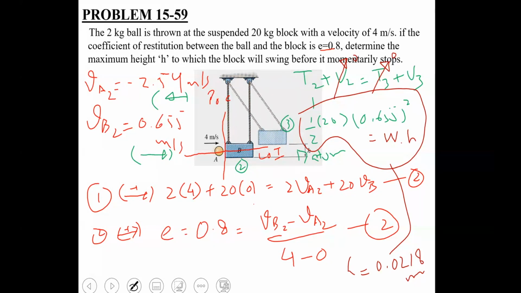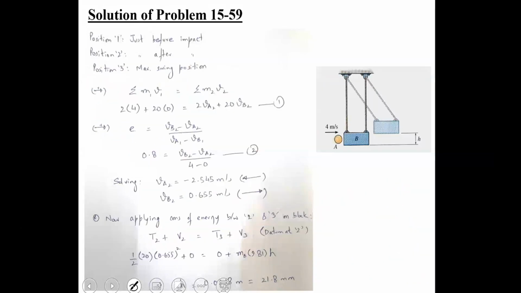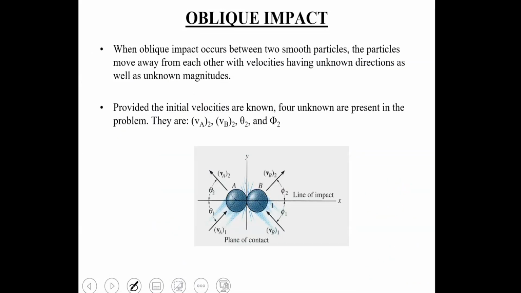Yes, sir. Okay, now moving on to oblique impact. As we have discussed earlier as well, when does oblique impact occur? Whenever the two colliding particles, either one or both of them, are traveling at some angle with respect to the line of impact, that type of impact is termed oblique impact. When oblique impact occurs, both particles move away from each other with velocities having unknown directions as well as unknown magnitudes. So overall, the number of unknowns involved in oblique impact is 4.